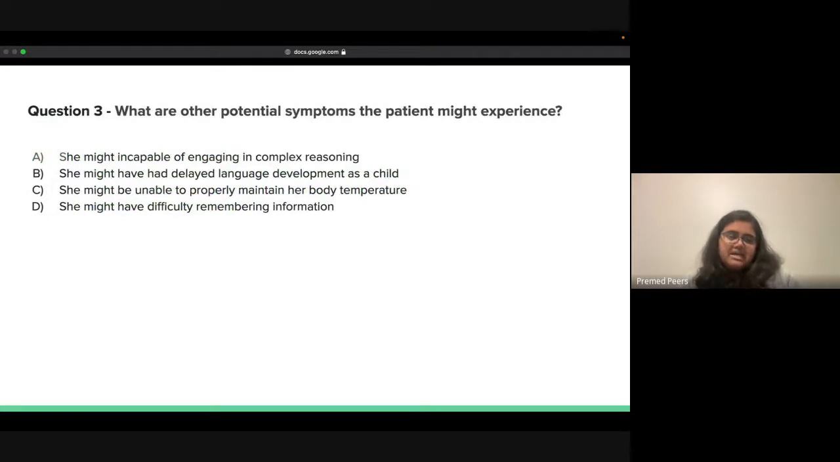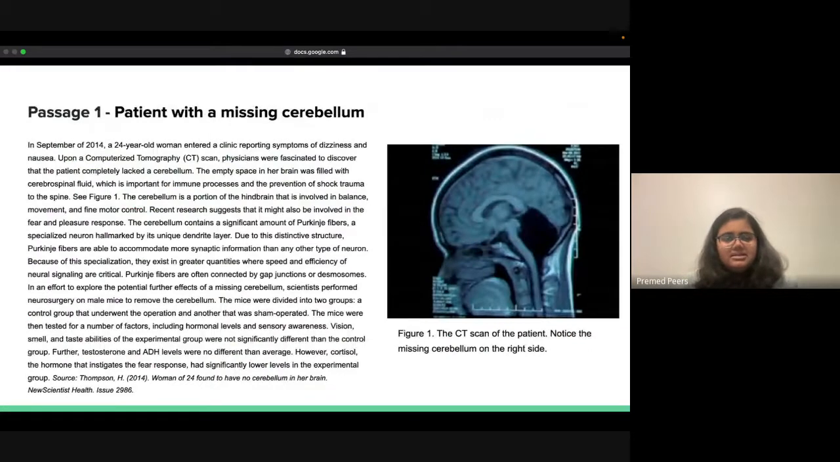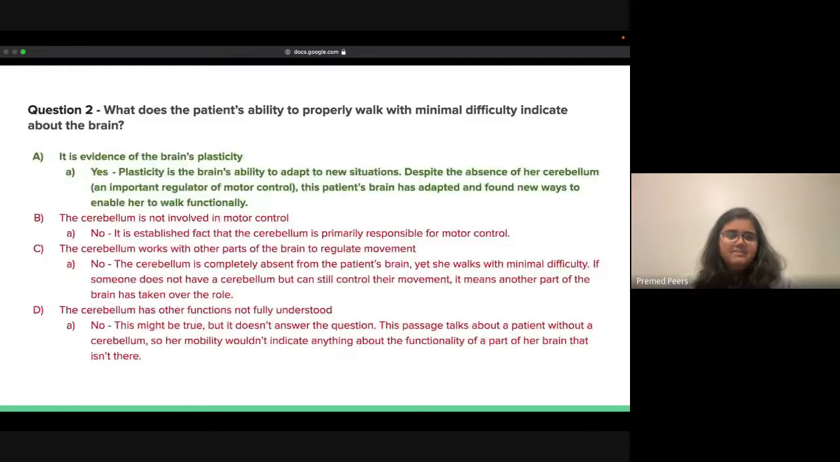Okay, so question 3. What are some potential symptoms that the patient might experience? So we're going to go back to the passage. Her cerebellum is missing, and if we look at the CT scan, we can see what it looks like, and we can see that there's CSF filled in the area where her cerebellum originally would be. And also we can remember that with the mouse experiment, the levels of cortisol were lower in mice without a cerebellum. So those are potentially some pieces of information that would be helpful here.